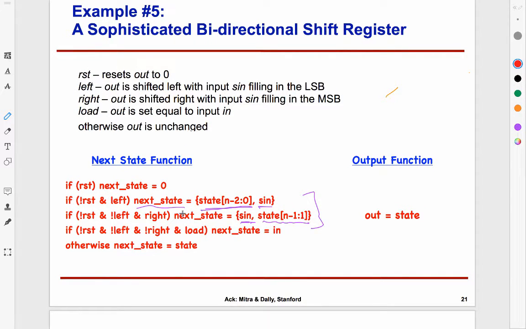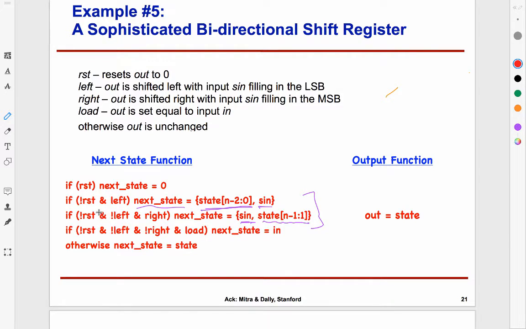In terms of program logic, it then looks like this: if reset, next state is 0. So we think of that register as a state register. If reset is low and left is high, then next state is, and this syntax is saying that the new contents of the state register are whatever were the old contents, but the lower n-1 bits are now sitting in the upper n-1 bits. So we shifted left. And then in the least significant bit, we put SIN, which is a 1-bit entity.